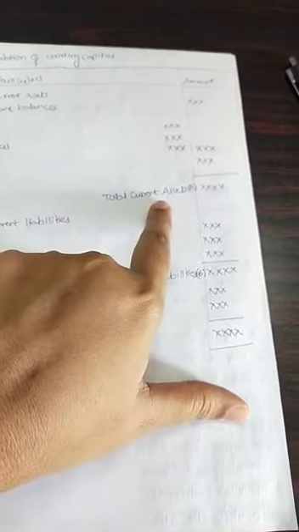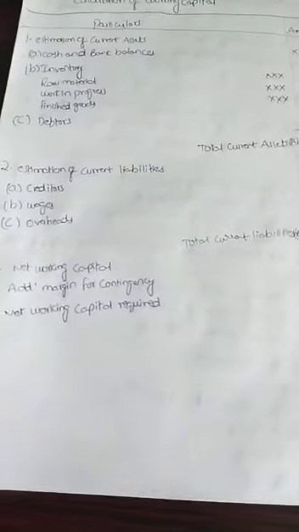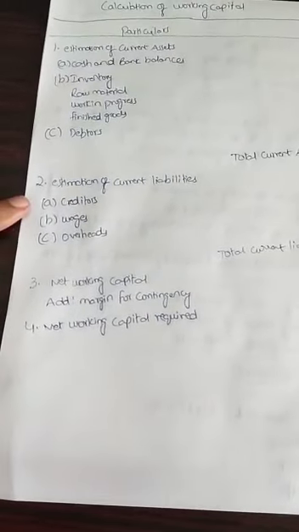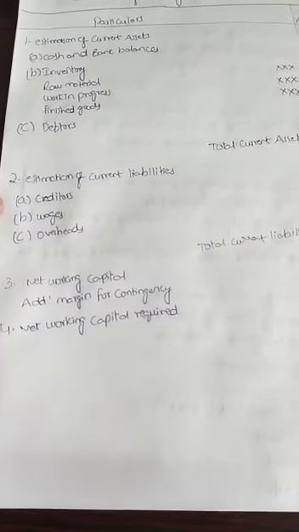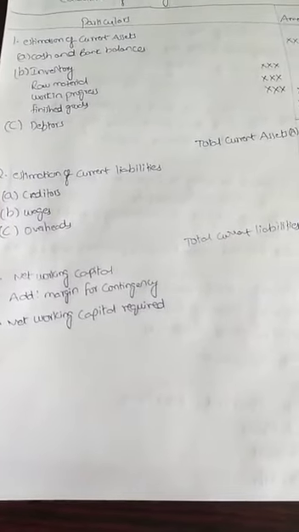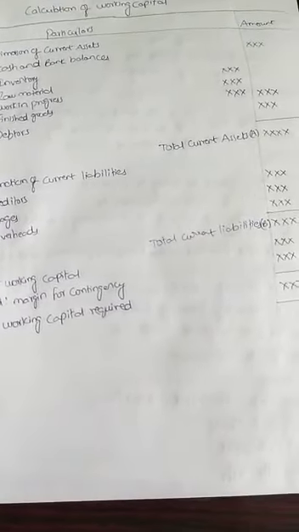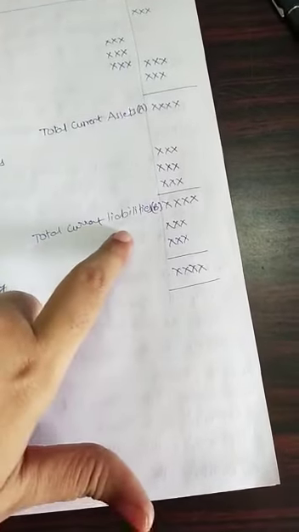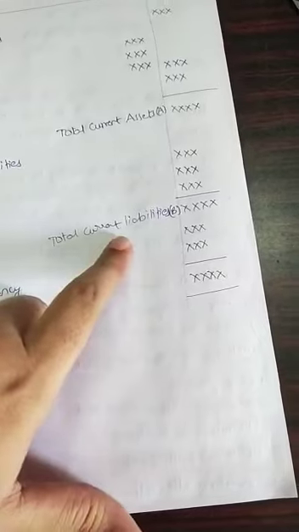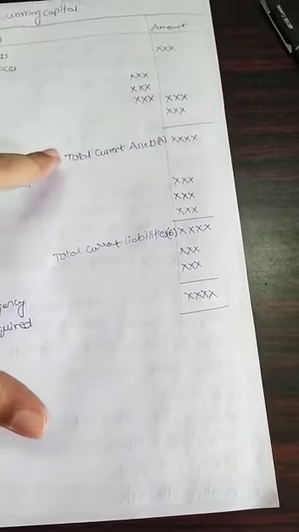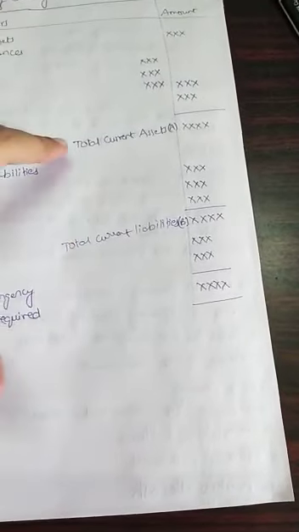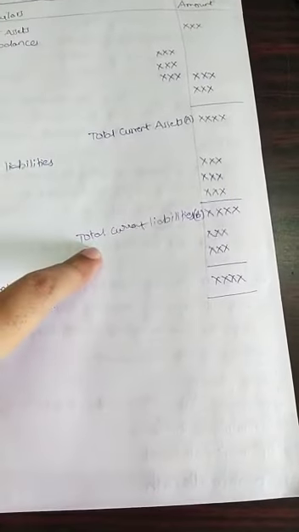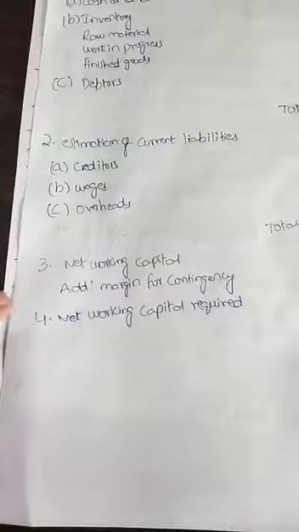You can represent them with A. And next, you are going to have the estimation of current liabilities. Current liabilities includes creditors, wages and overheads. All these together are called as your current liabilities, total current liabilities. Now, A minus B, that is total current assets minus total current liabilities, will give you net working capital.